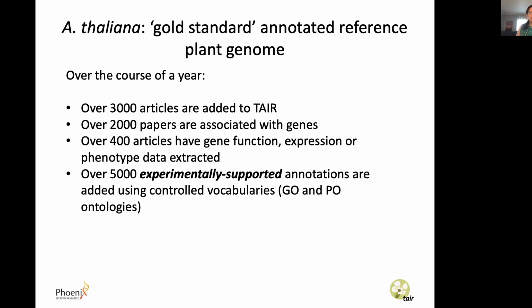We also extract gene function, expression, or phenotype data from over 400 articles a year. We don't have the resources to go through all the articles that come out in a year, so you can imagine there's a big backlog of information that we don't get to. We would like to, but that's where other sources come in, like we ask the community to help. There's also some annotation effort going on at bigger databases like UniProt, for instance. But if you look at all the different sources, there are about 5,000 experimentally supported annotations that are added to TAIR using controlled vocabularies every year. I'll go into what those are a little bit more in the next few slides.